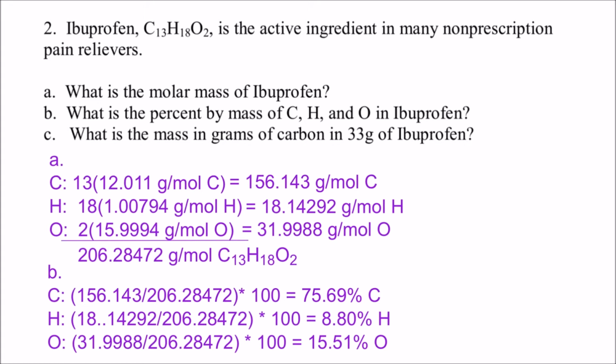Alright, so all that's left is letter C. They want to know what the mass is in grams for carbon in 33 grams of ibuprofen. There are 2 ways to go about this. We can use dimensional analysis, or we can use the percentage that we just figured out. I'm going to show you how to do it both ways.